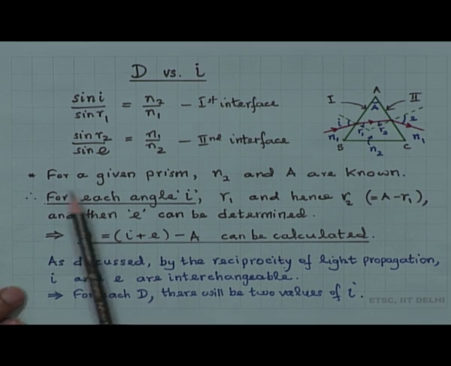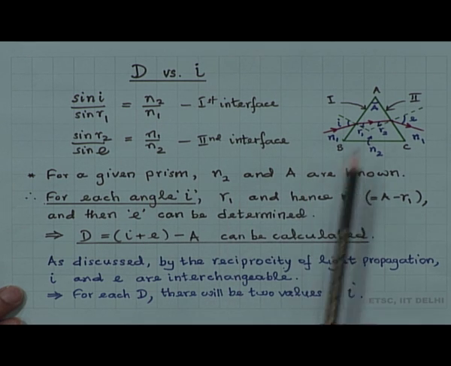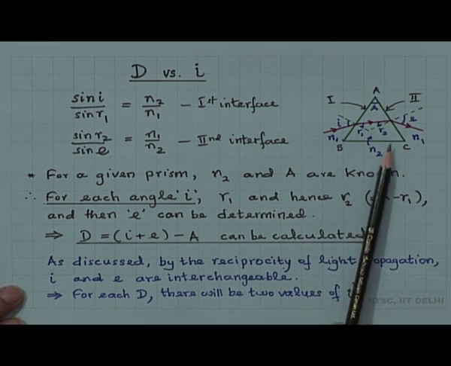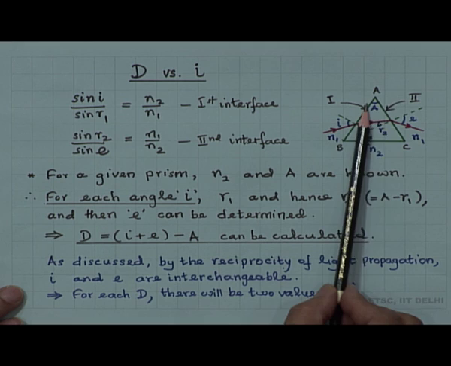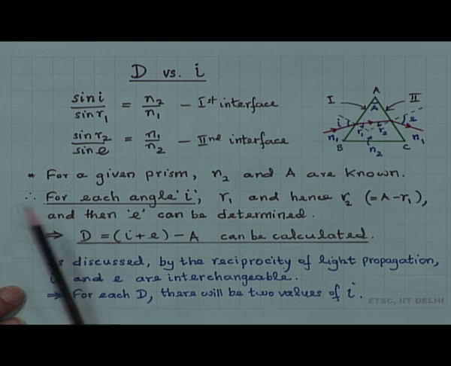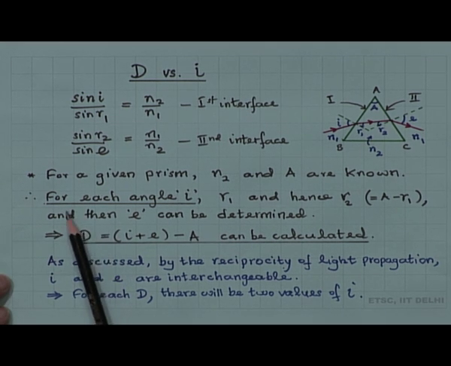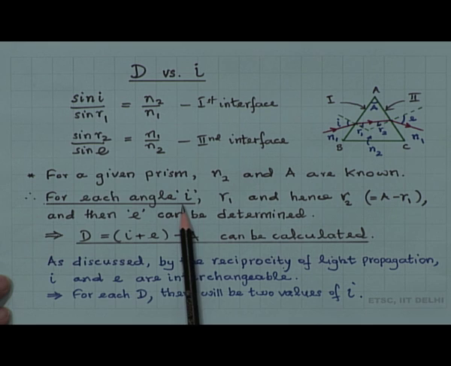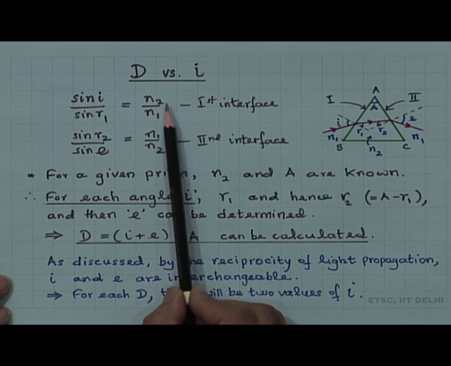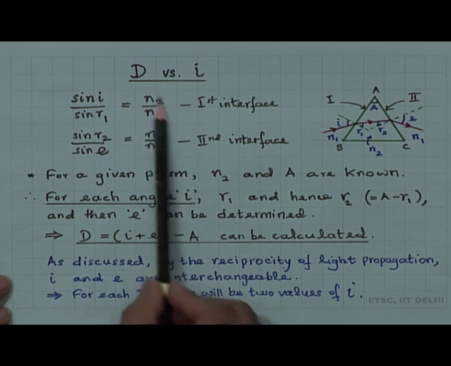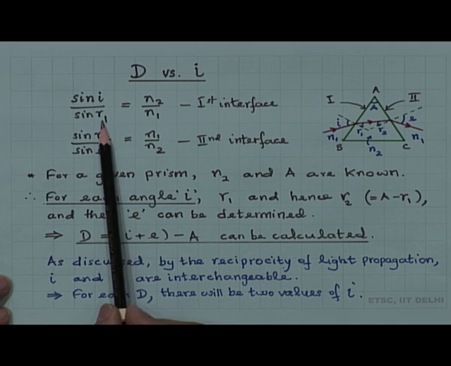Therefore, for a given prism, N2 and A are constants. The material of the prism has a certain refractive index N2 and an angle A, which are known for a given prism. Therefore, for each angle I, we can calculate R1, because we know N2 and N1. So, using Snell's law we can calculate R1.